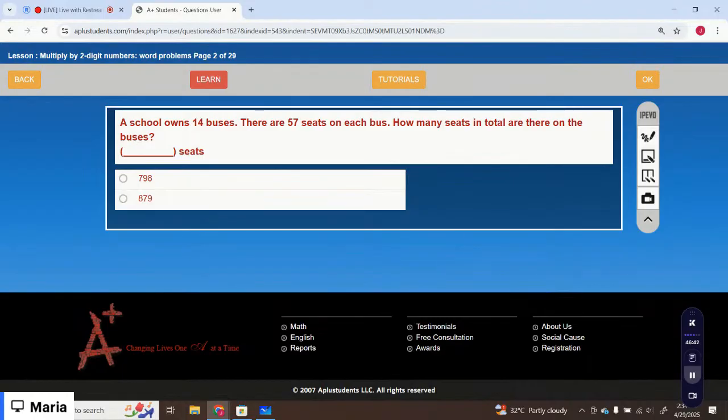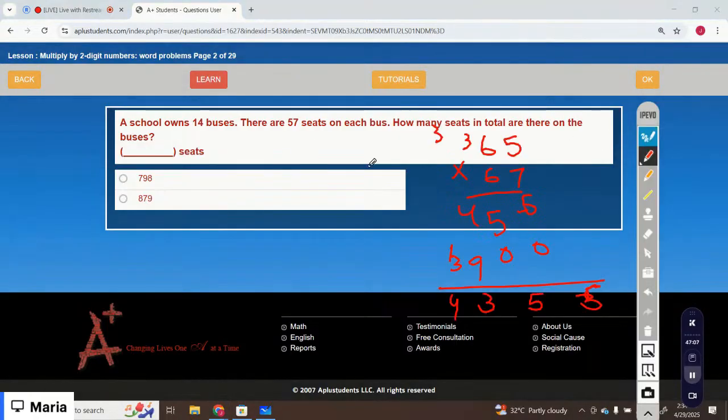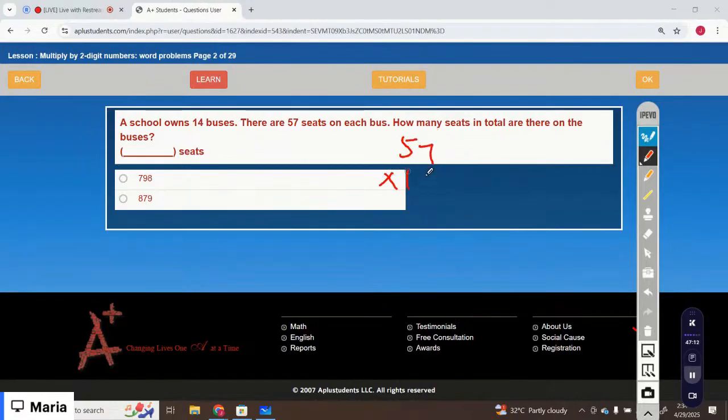Our school owns 14 buses. There are 57 seats on each bus. How many seats in total are there on the buses? 14 times 57, or 57 times 14.